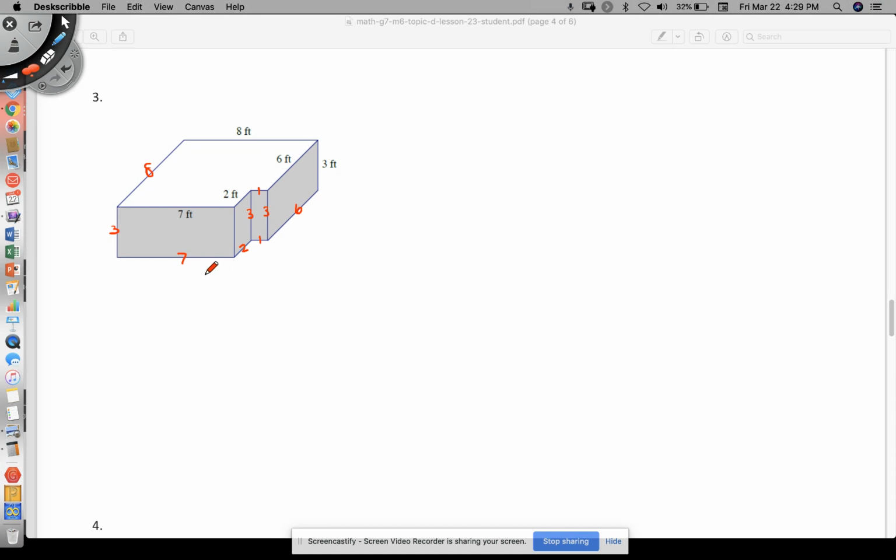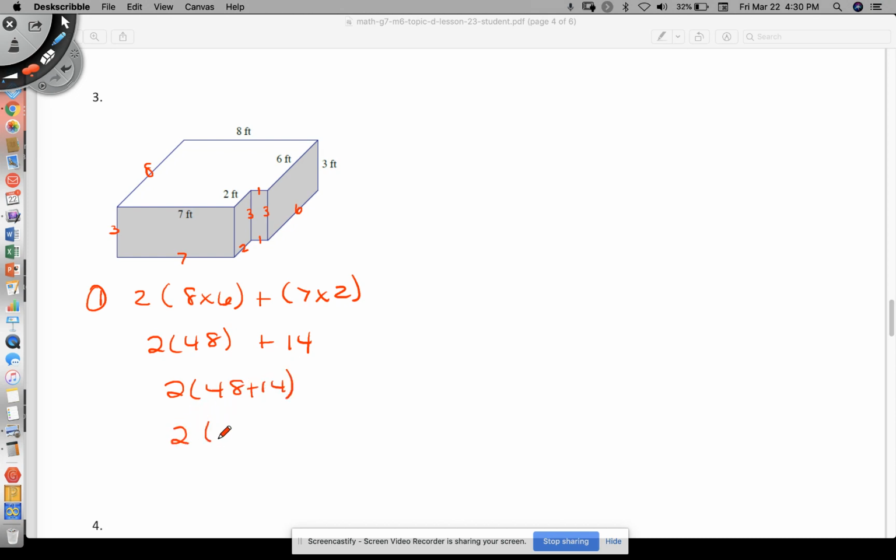Now I'm going to find your main surface area, and then you're going to go through and find all the other parts here. So the first thing we're going to find, we're going to label this part 1. And I'm going to do 2 times 8 times 6 plus a 7 by 2. All right, so I did 2 8 by 6s, and then I did the 7 times 2. And this is going to give me 2 times 48 plus the 14. And then I can say 2 times 48 plus 14 would just make that a little easier. Take out one extra step. That'd be 2 times 62. And that's going to give me 124 feet squared.